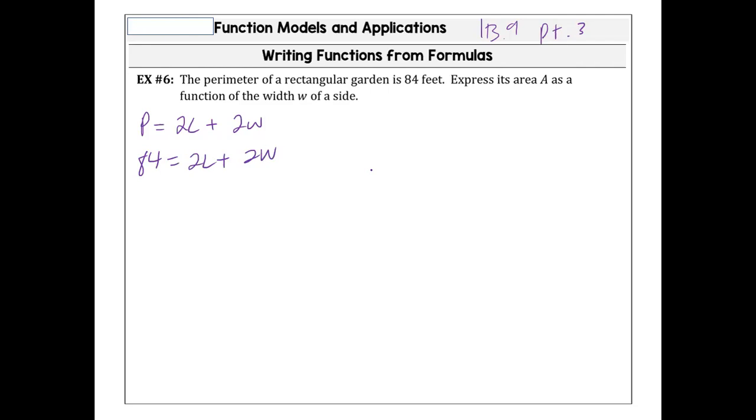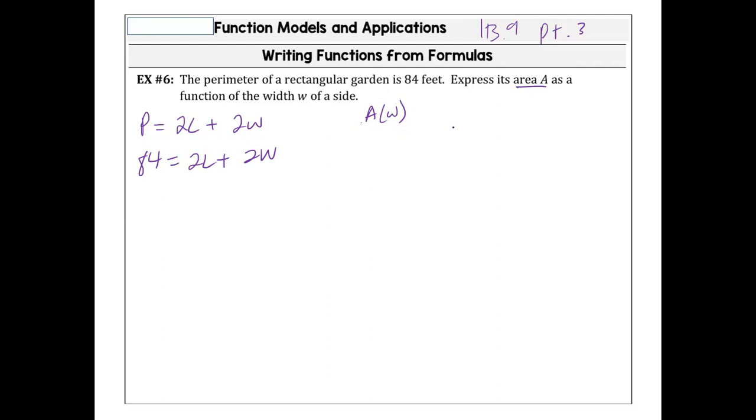It wants us to create an expression using area. So create a function based on the area, knowing this about our perimeter in terms of W. What we're trying to create is A of W, area given the width. Okay?